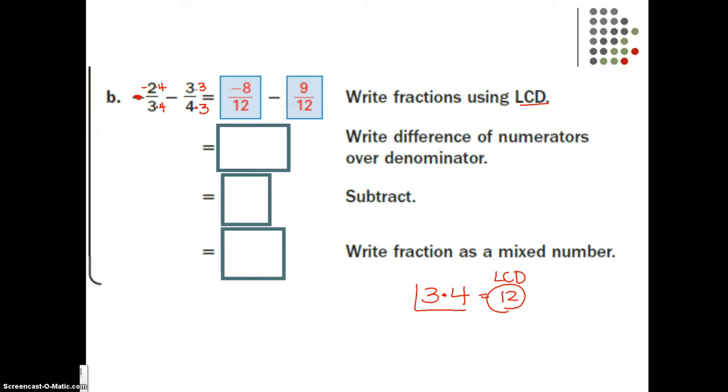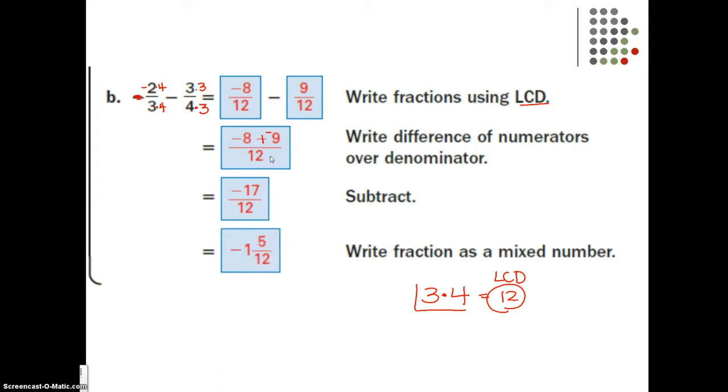Now we write the difference of numerators over the denominator. And again, you can change this to adding a negative. So -8 plus -9 is -17 over 12. This is an improper fraction. We change it to a mixed number, which is -1 and 5/12.